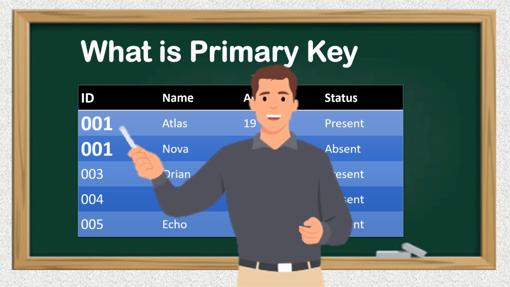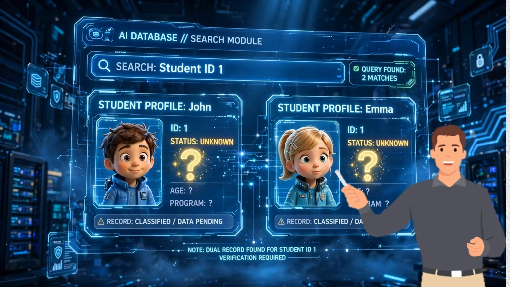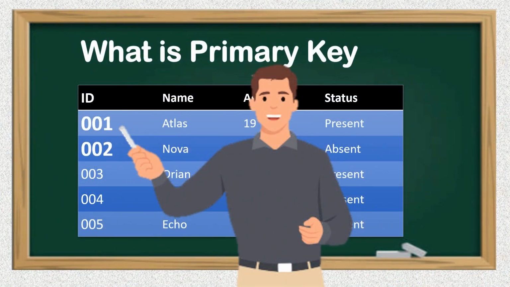Now, both students have the same ID. If someone searches for student ID number 1, the database will not know whether to return Atlas or Nova. That is why a primary key must always be unique.